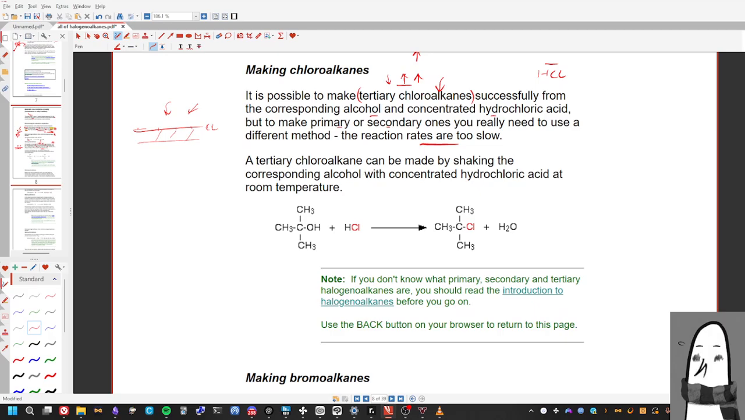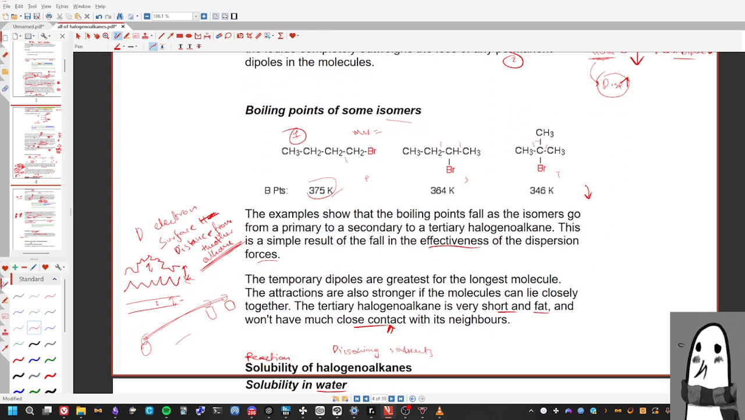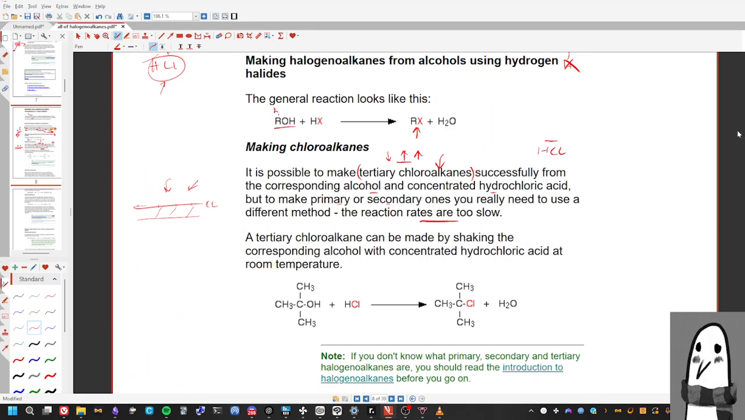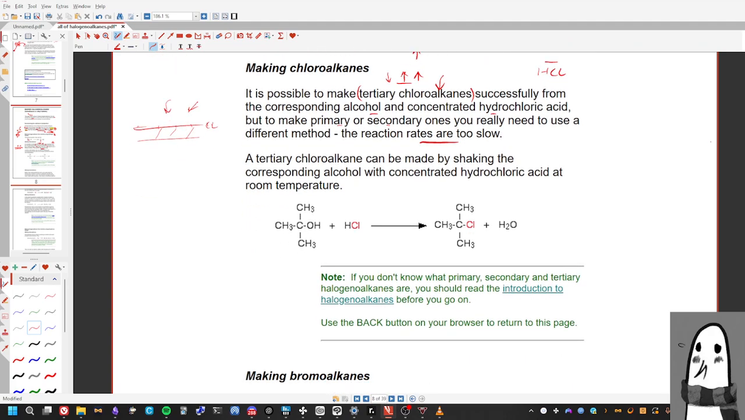Okay, let's just quickly read through above, because this is actually kind of important. When you have the boiling points of these isomers, you're saying that the temporary dipoles are the greatest for the longest molecule. So it's hardest to break the temporary dipoles on the straight chain molecule, but it is easier to break the thing on one of the branches. If it's already a branched alkane, and you're breaking one of the hydrogens off of one of the branches, then it's much easier because all the attractions present in that alkane are weaker already, so the reaction rate would be quicker. Anyways, tertiary chloroalkane can be made by shaking the corresponding alcohol with concentrated hydrochloric acid.